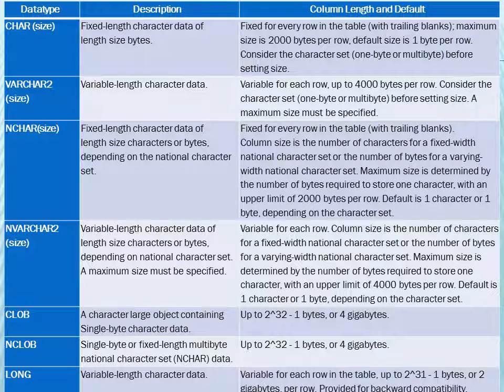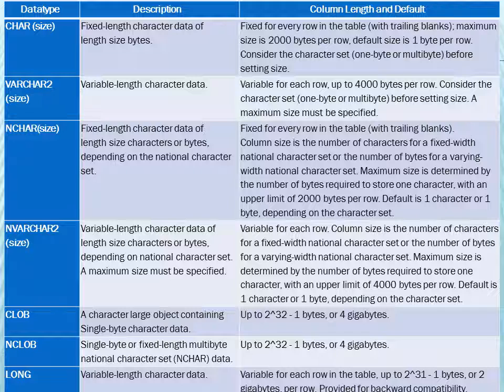Char of size: fixed length character data of length size bytes. It contains letters, numbers and special characters. It's stored in the form of ASCII values. The maximum size is 2000 bytes per row. The default size is 1 byte per row.